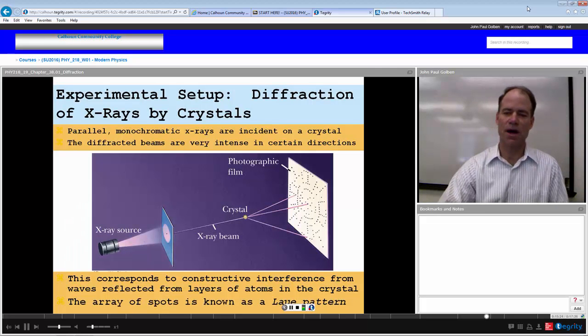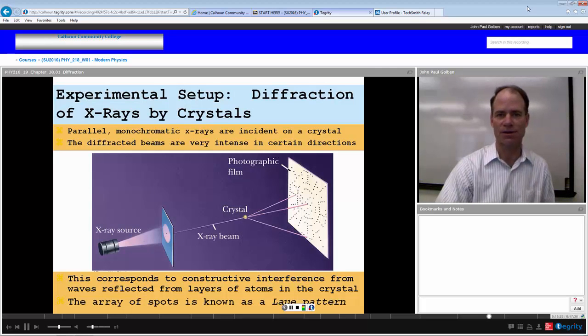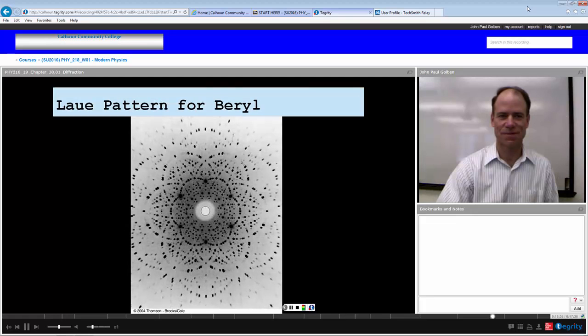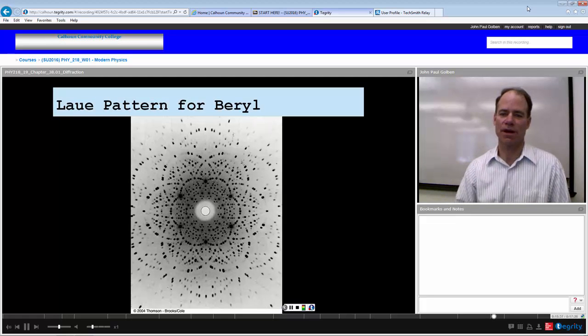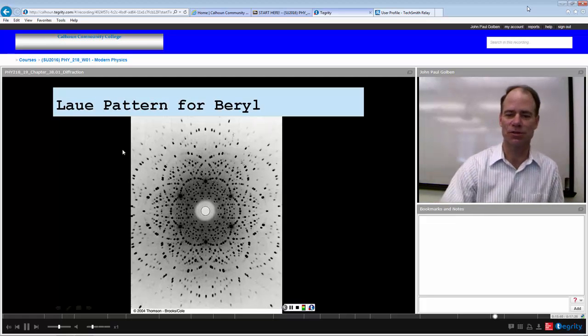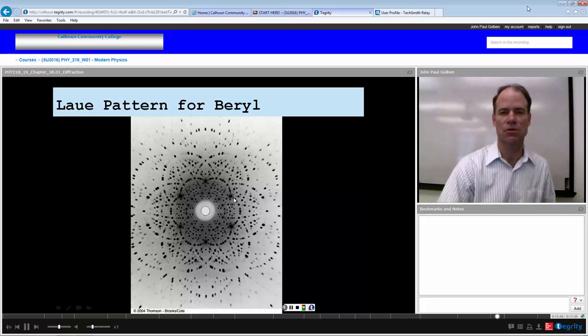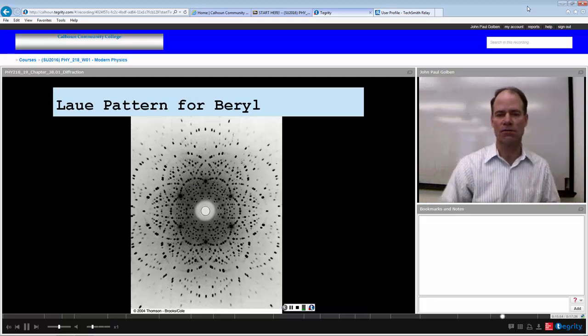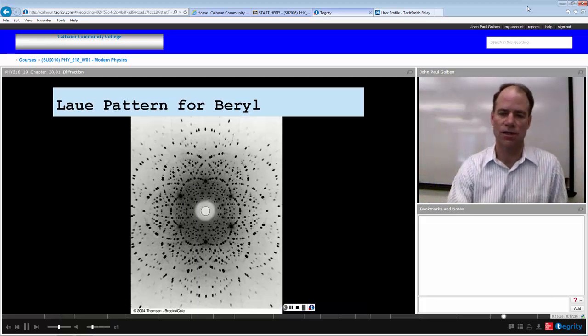This array of spots that you see for the interference pattern is called a Laue pattern, coincidentally named after Laue. Here's a Laue pattern for a beryl, and we can see it's actually quite beautiful. The different intensities, stronger intensities, will correspond to well-defined layers of atoms, and the weaker intensities for maybe different angles of atoms. Again, all giving you the structure of this crystal.